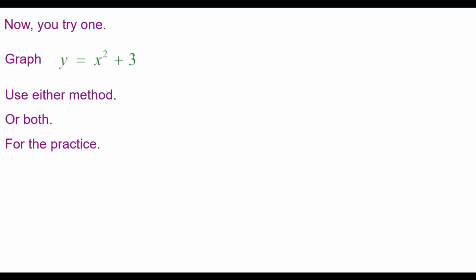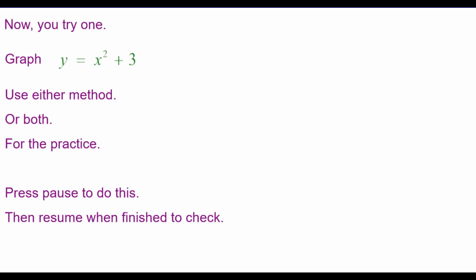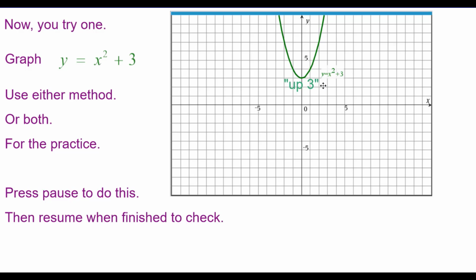Now you try one. Graph y equals x squared plus 3. Use either method or both for the practice. Press pause to do this and then resume when you're finished to check. And here is the answer. It's y equals x squared shifted up 3 units.